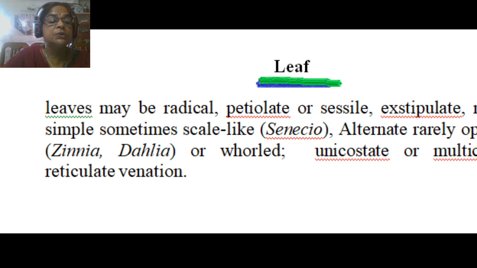Alternate. Mostly the phyllotaxy in this family is alternate, but in some cases it is opposite. In Zinnia and Dahlia, the phyllotaxy is opposite, but in most other cases, the phyllotaxy is alternate. Venation is unicostate reticulate, but sometimes multicostate reticulate venation is also seen in some genera.